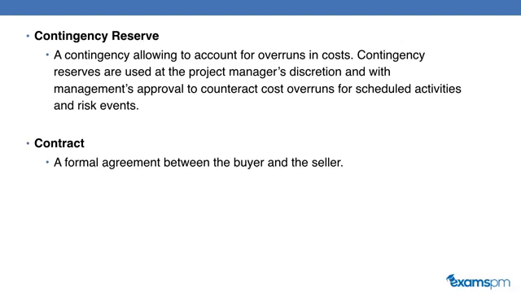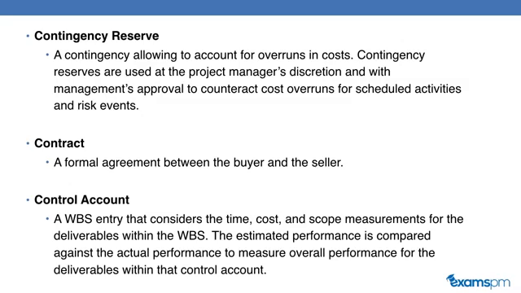A contract is a formal agreement between the buyer and the seller. A control account is a certain point in the work breakdown structure that you use for reporting. For example, if you report at the project level, that might be too broad for the stakeholders. And if you report at the individual work package level, that might be too granular for your project stakeholders. So control accounts are different branches within your work breakdown structure that are relevant and make sense for your project. And you use this mostly for accounting or reporting purposes.